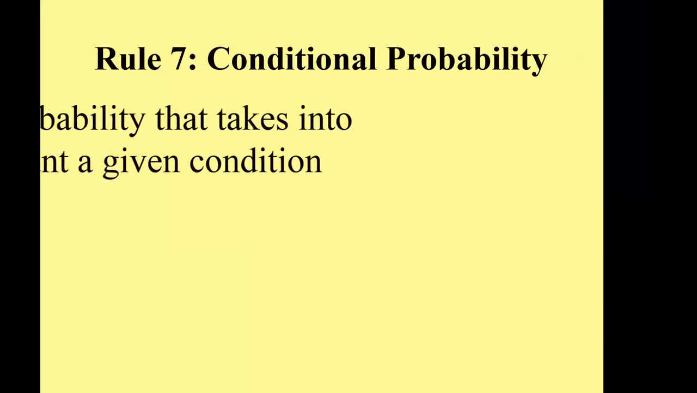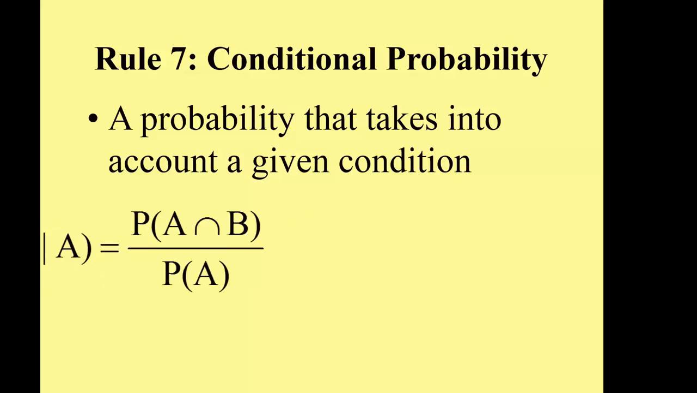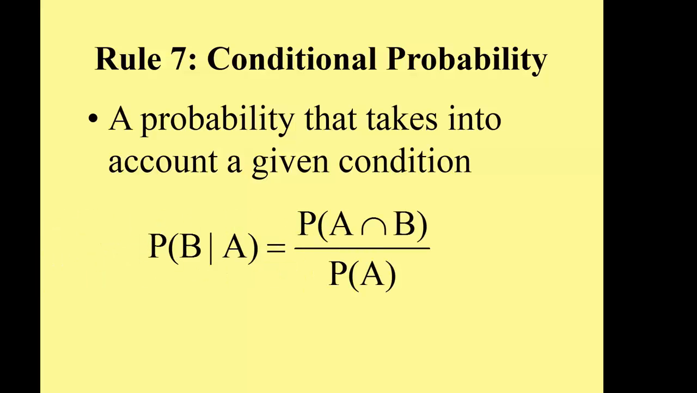Okay, so now we're going to finally talk about that strange symbol we've seen. Conditional probability. This is the probability of an event occurring once I know that something else has already happened. So given some sort of condition, that symbol represents what's called the conditional probability.